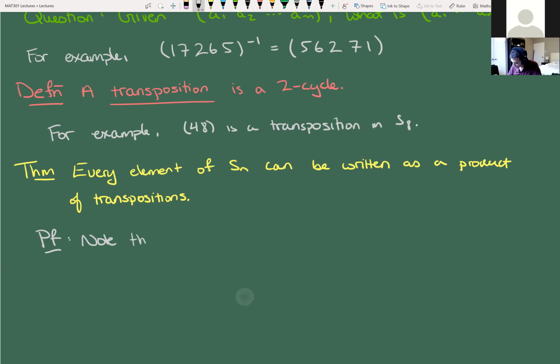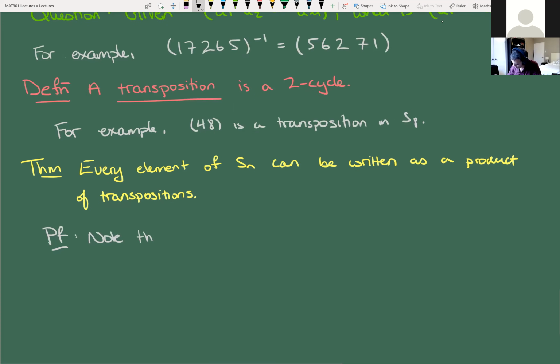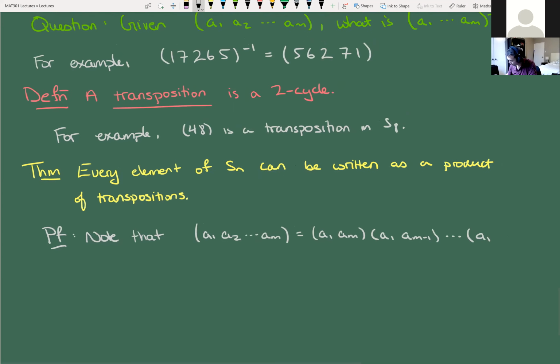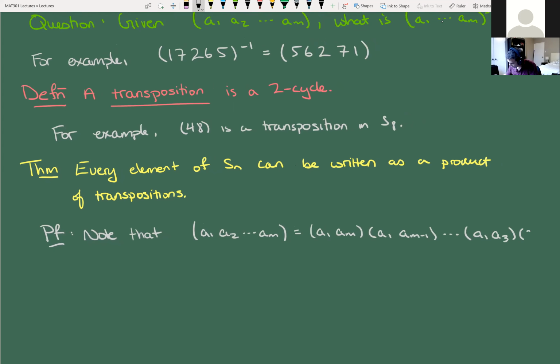So note that the m cycle (a1 a2 ... am), I always write this the wrong way the first time I do it. So this is (a1 am)(a1 am-1) ... (a1 a3)(a1 a2). Maybe let me zoom out a little bit. Okay, and you might have to think about why this works for a little bit. It's a little bit tricky, but basically, think about where a1 maps to. Well, it maps to a2, right?